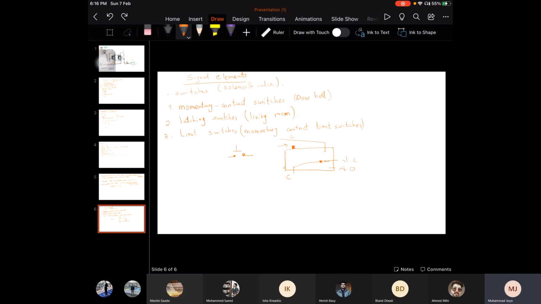These signal elements are basically the mechanical signal elements that we were talking about.